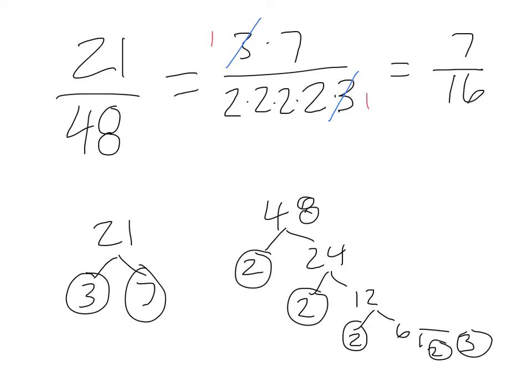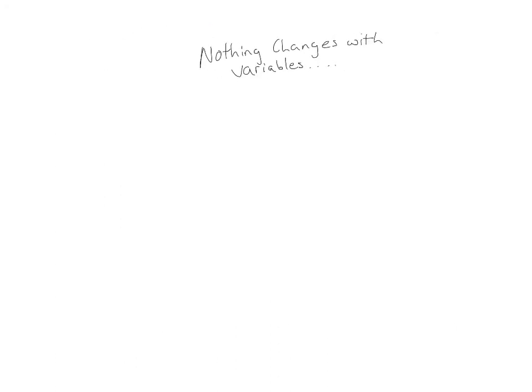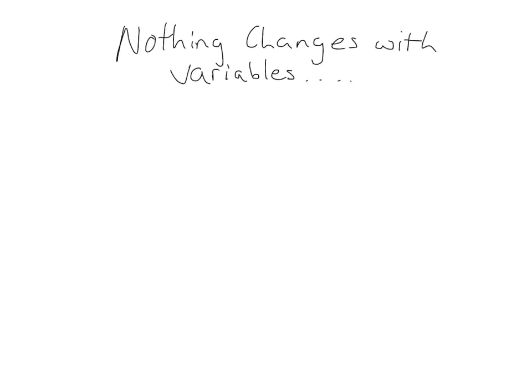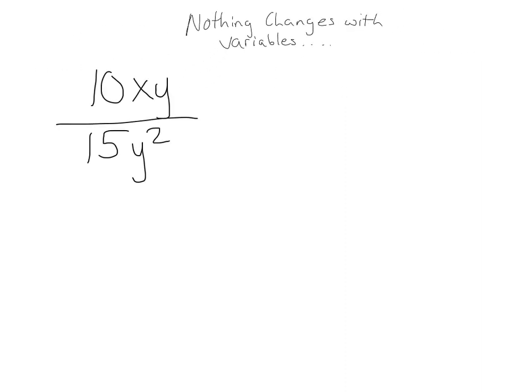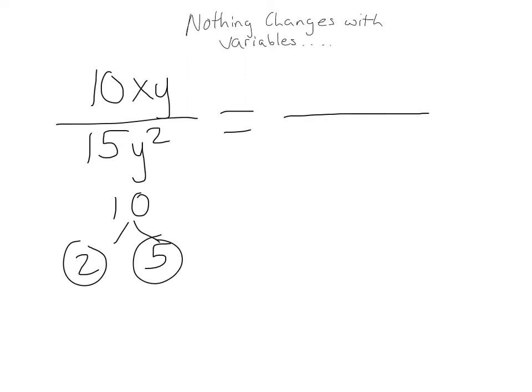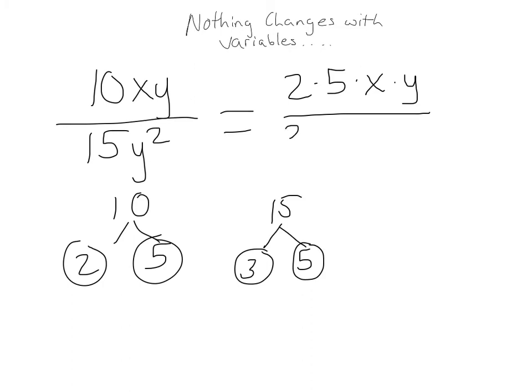Simple enough. Nothing changes when you incorporate variables, nothing. So let's show an example that has variables in it. Here we go. I found one. Let's split 10 into a product of its prime factors, which is just 2 times 5. So the numerator becomes 2 times 5. It also has an x that's multiplying and a y. How about the denominator? 15. Prime factorization, a 3 and a 5. 3 times 5. But the denominator also has y squared, which is nothing but y times y.